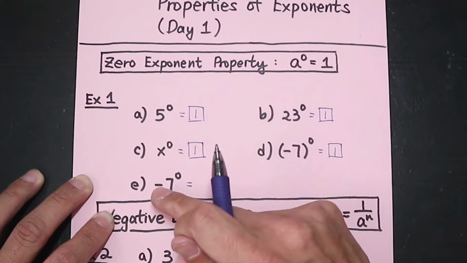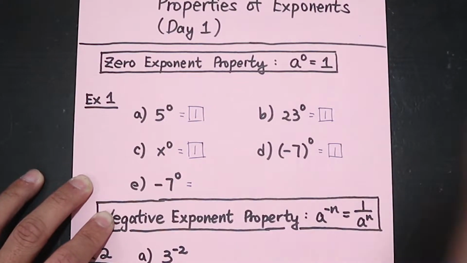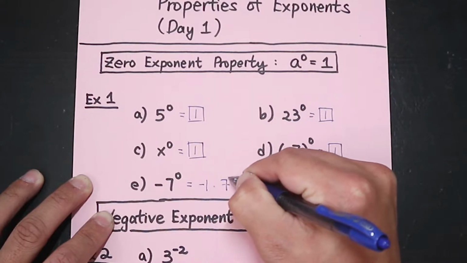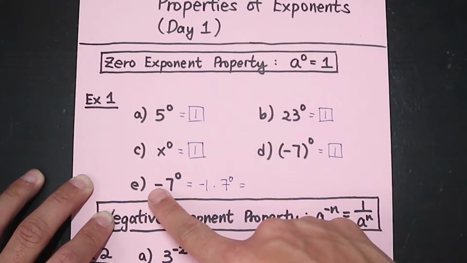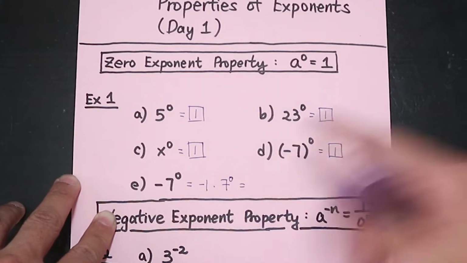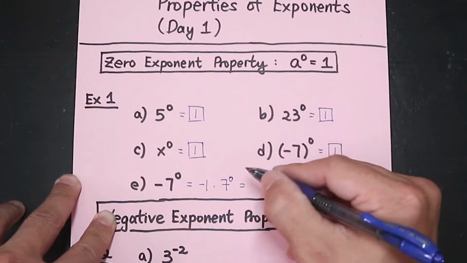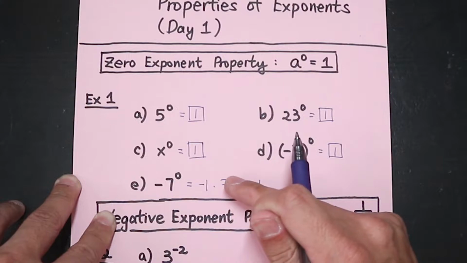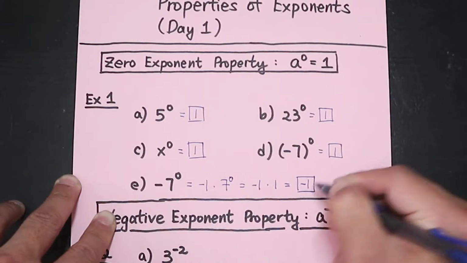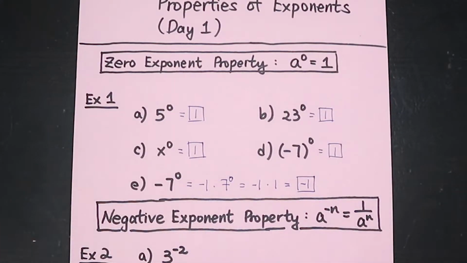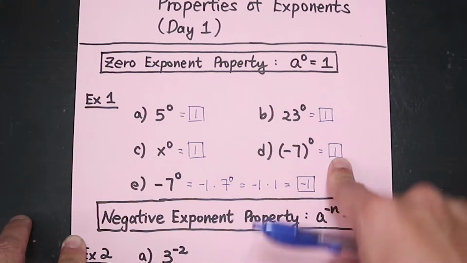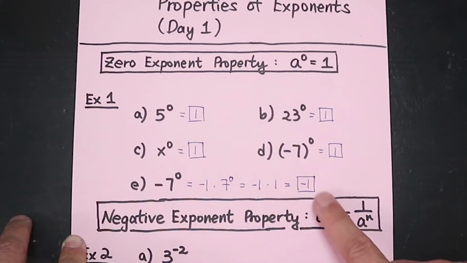If you see that there are no parentheses with the base, which is negative 7, you're going to separate it into negative 1 times 7 to the 0 power, because the negative is not being raised to the 0 power. Only the 7 is. So negative 1 is just negative 1, and 7 to the 0 power is 1. Negative times a positive is a negative number, so you have negative 1 for your final answer. So just be careful. If you have a negative base with parentheses, it's going to be 1. If it's without parentheses, you have to show work to get to negative 1.